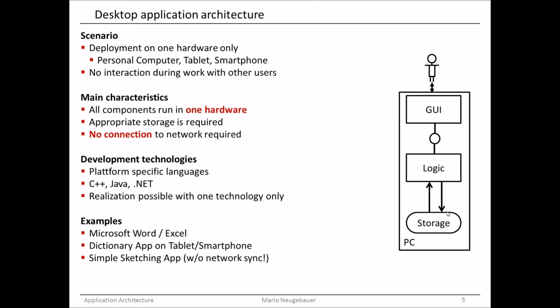If you look at the development technologies, there are platform-specific languages. For example, if you think about a desktop application on Windows, you would use, for example, C++, you would use .NET technologies, or you could even use Java as the language for the platform-specific development. And this might be different from other platforms you would develop on. For example, if you would develop on Android, there are other technologies you would use, and they are sometimes not compatible with the technologies you use in PC and Windows-based applications.